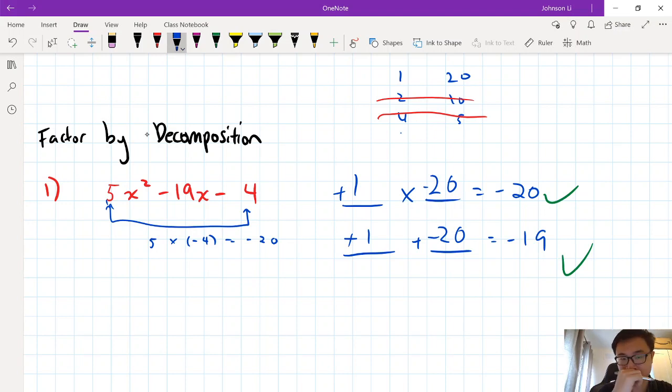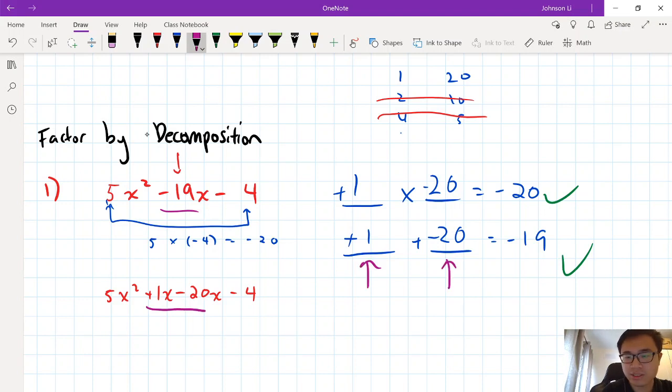What do I do with them? What I'm going to do is take this middle term right here, this negative 19, and split it into these particular numbers. So before I had 5x squared minus 19x minus 4, but now I'm going to take this 19 and split it into plus 1x and minus 20x. Essentially, this middle term came from this 1 and this 20 that I already had, so this negative 20 and this plus 1. That came from my pair of numbers.